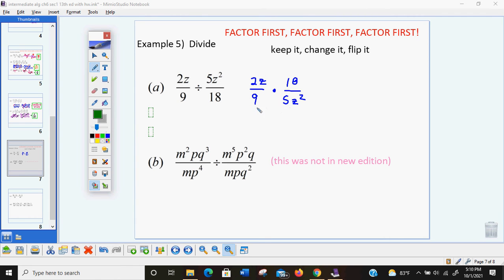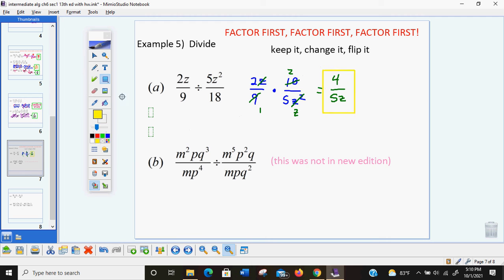So now we're going to go across. 9 goes into 9 one time. 9 goes into 18 twice. So we can do that. 2 and 5 don't have anything in common, but I have 1z here and 2 there. So this one will cancel and leave me with 1 on the bottom. So let's look at what we have left. On top, we have a 2 times 2, so that's 4. On bottom, 1 times 5 gives me 5, and I have that 1z left on bottom. So the answer would be 4 over 5z.